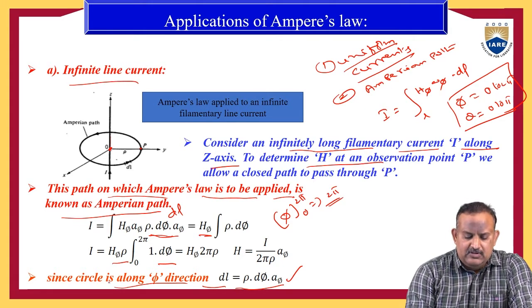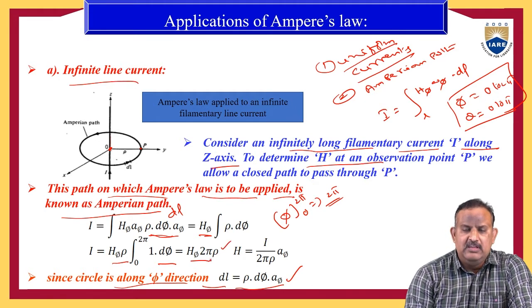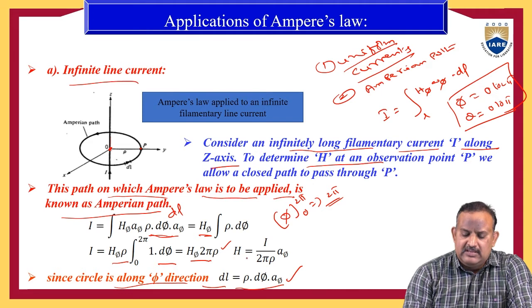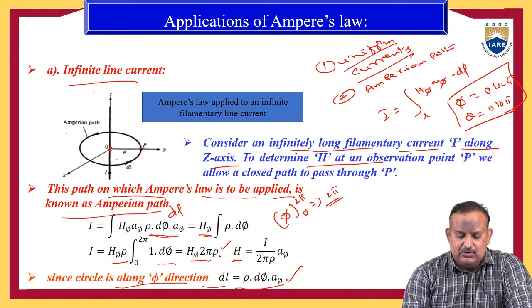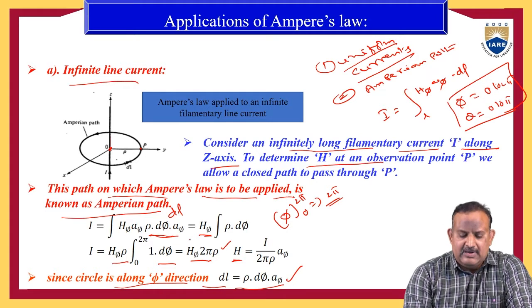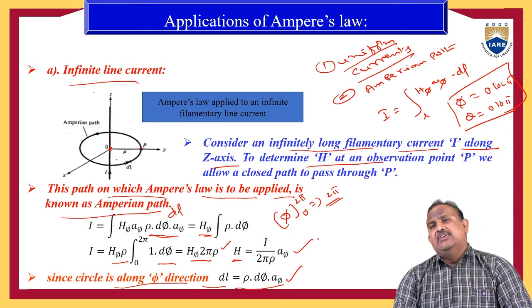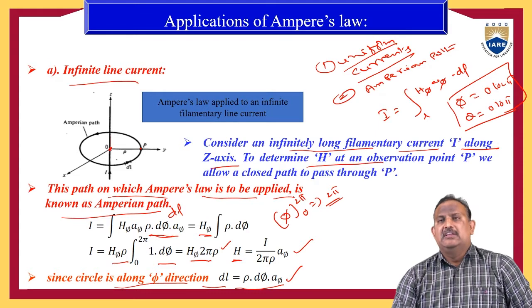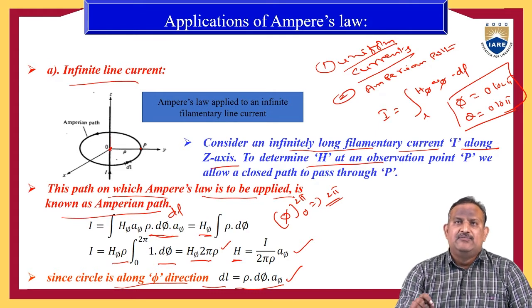Therefore we can write H phi into 2 pi rho, and we can find the H value. The current I is equal to H phi into 2 pi rho, where H phi is the magnetic field intensity and rho is the radius of the Amperian path. Therefore, the magnetic field intensity H is equal to I by 2 pi rho into A phi, where A phi is the unit vector along the phi direction. This is about the application of Ampere's circuit law to an infinite line current.